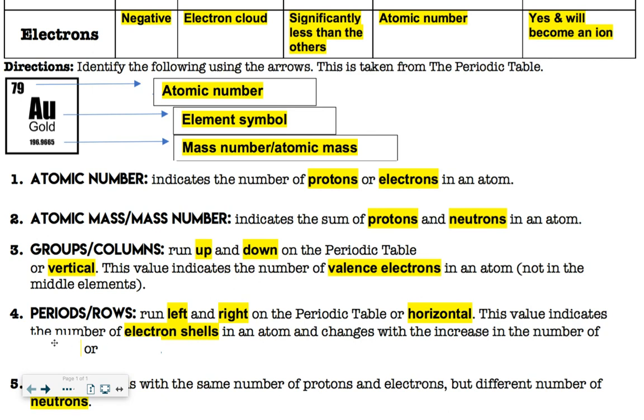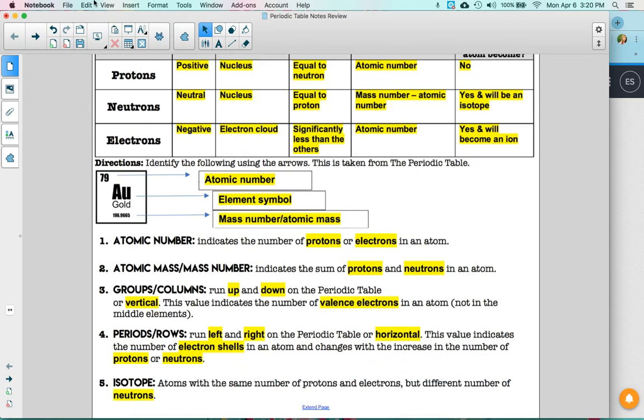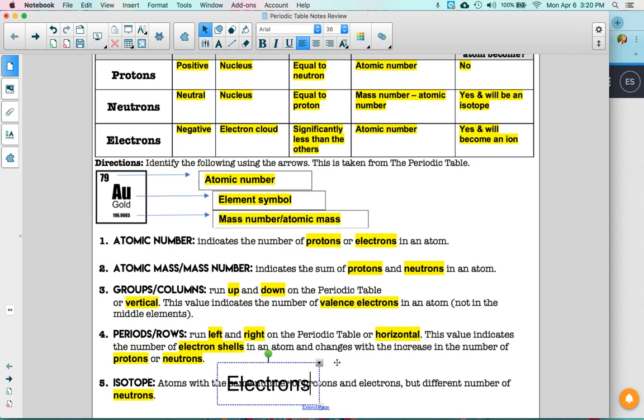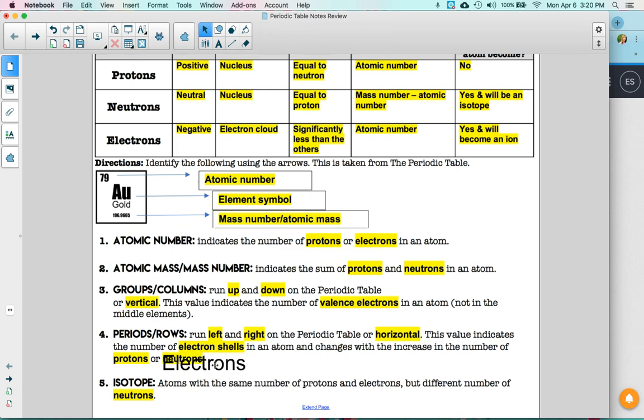In the periods and rows, they change with an increase in the number of protons, or we said the protons are equal to the number of electrons in an atom. This should say electrons. So let's change that right now. So this should be electrons. Whoops, electrons. Okay, and then the last one is an isotope.